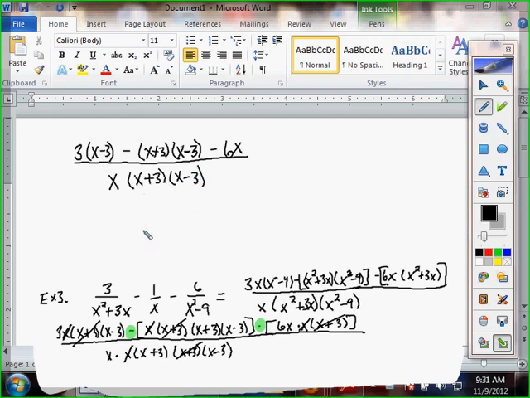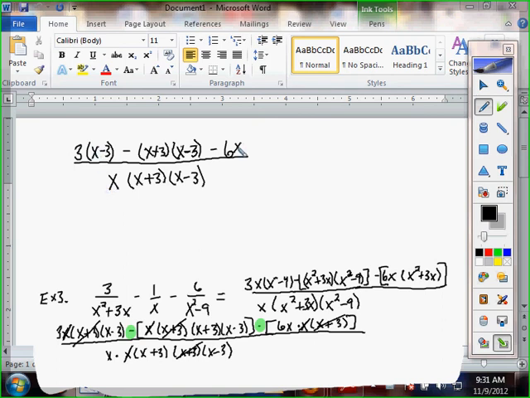Now from this point, it looks like nothing else is going to cancel within all four terms. All four of them do not have something in common. This one has an x minus 3, this one has an x minus 3, and this one on bottom has an x minus 3, but this one on top doesn't. So I can't do anything with that x minus 3. So the next thing I'm going to want to do is simplify. I'm going to keep my bottom factored, and leave it like that.